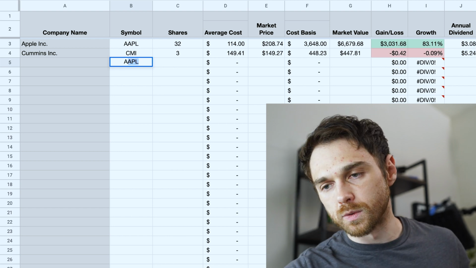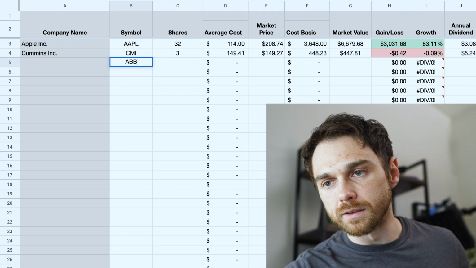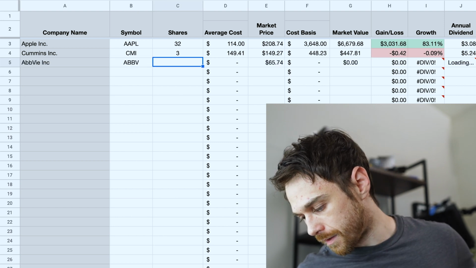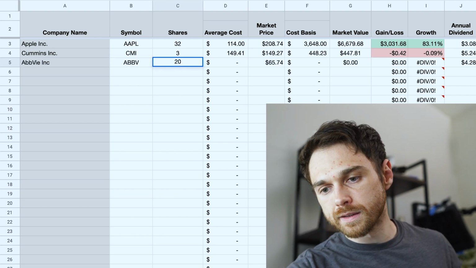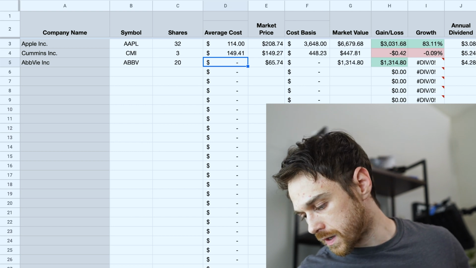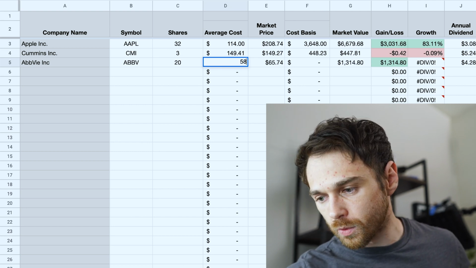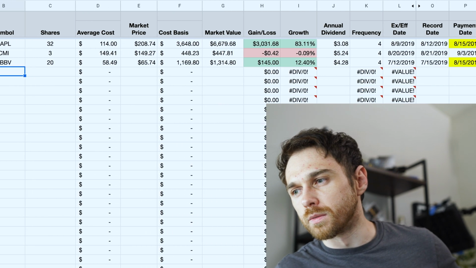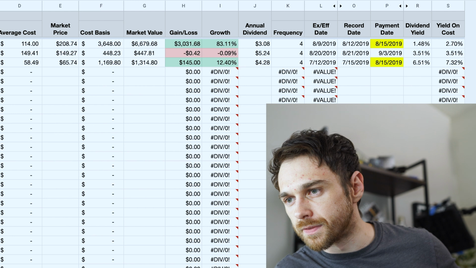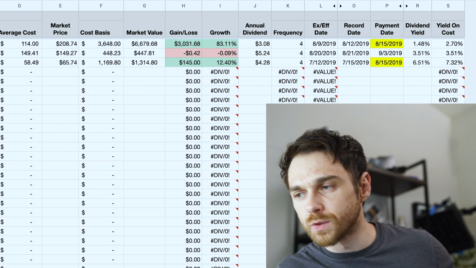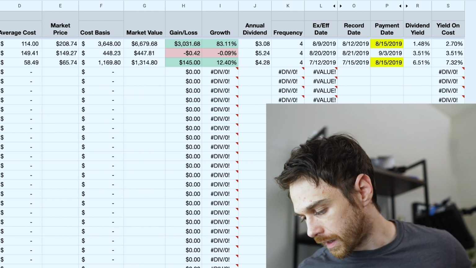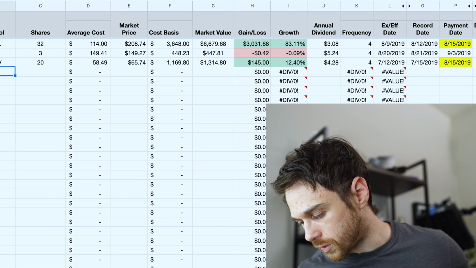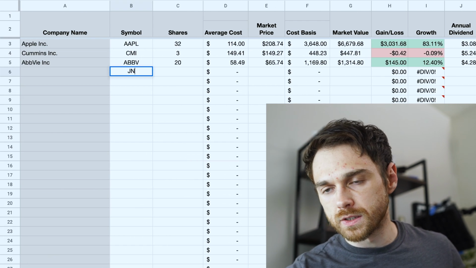So AbbVie is the next one. So type in ABBV, and how many shares do I have? I have 20 shares, great. And at an average cost of $58.49. Cool. Alrighty, cool. So again, it tells me the rest of that stuff, and wow, would you look at that? It is also paying me this month. Great. Okay, next one. Johnson & Johnson, one of my favorite stocks.